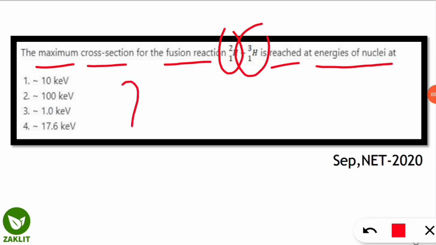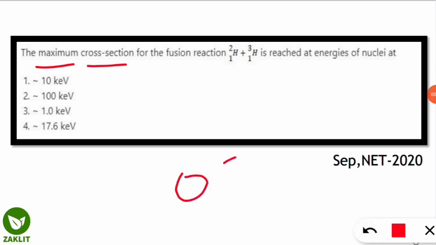So first of all we should know this is asking about the fusion reaction, in which nuclei are fused to give energy, and this is called a fusion reaction. And here it is asking about the maximum cross section. So let us know what this cross section is in this fusion reaction. Cross section in this fusion reaction or any nuclear reaction is used to describe the probability that a nuclear reaction will occur.